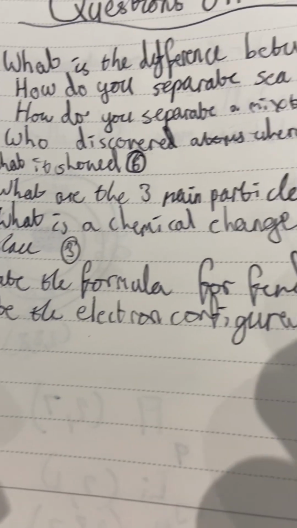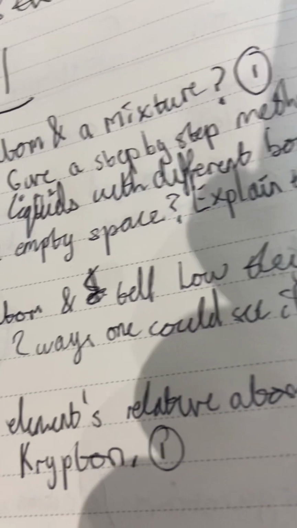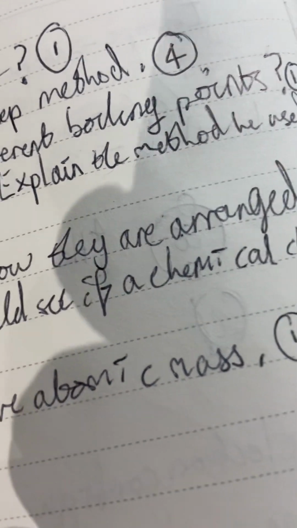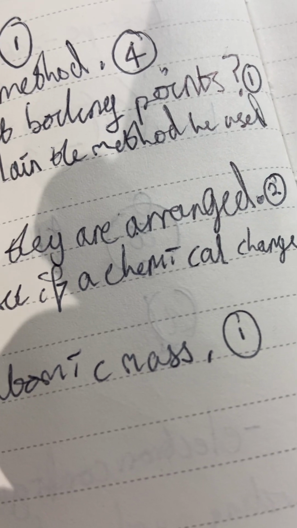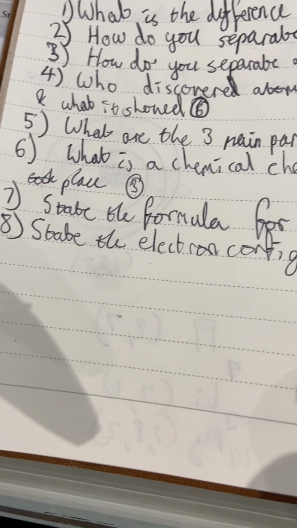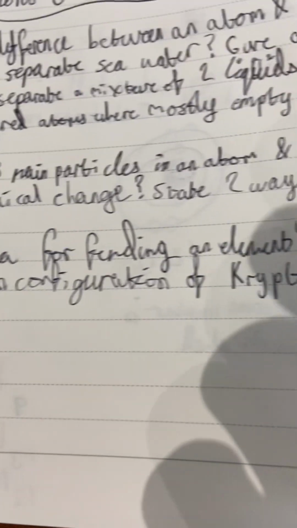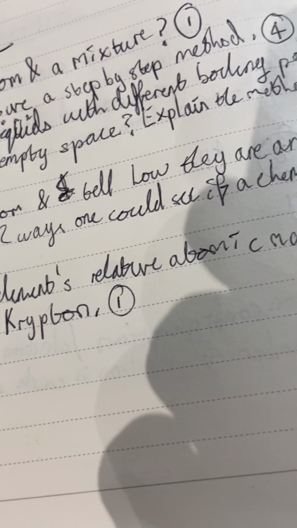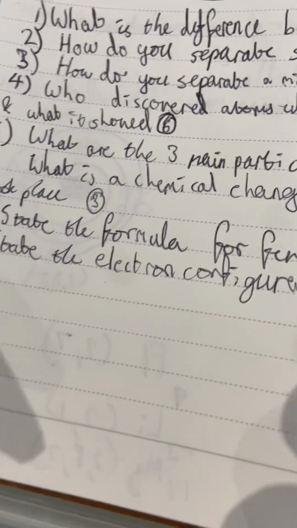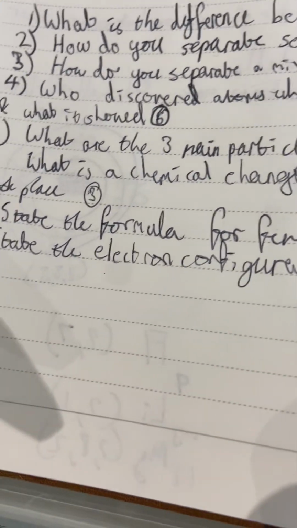Number 5, what are the 3 main particles in an atom, and how are they arranged? This would typically be worth 2 marks. Number 6, what is a chemical change? And state 2 ways one could see if a chemical change took place. This would be worth around 2-3 marks.